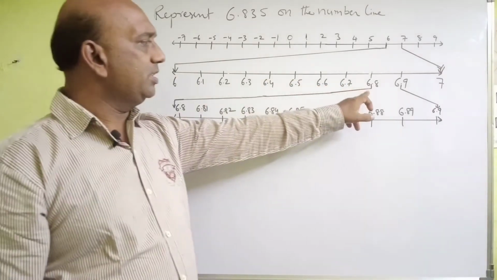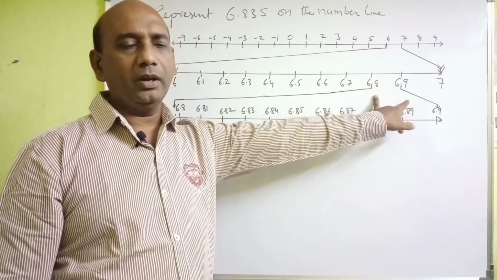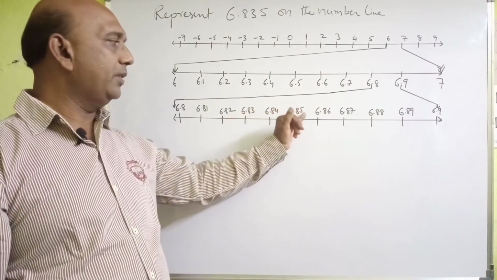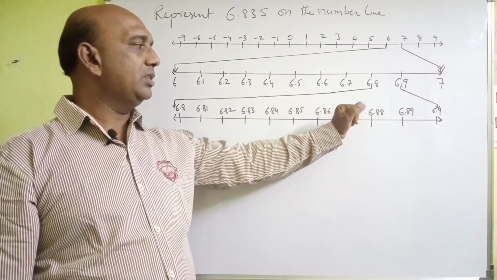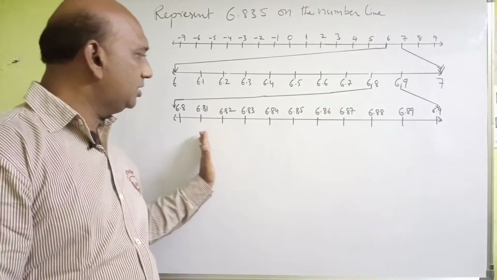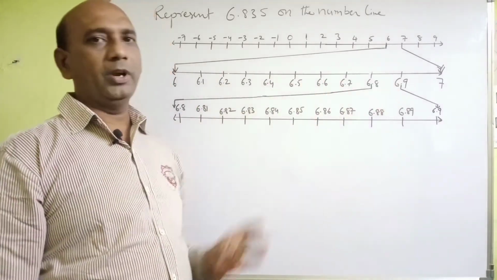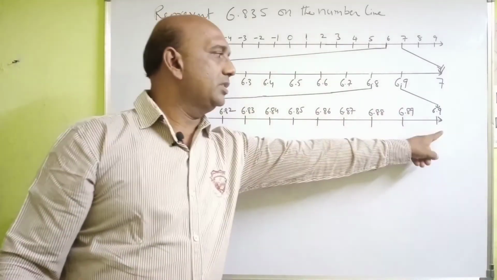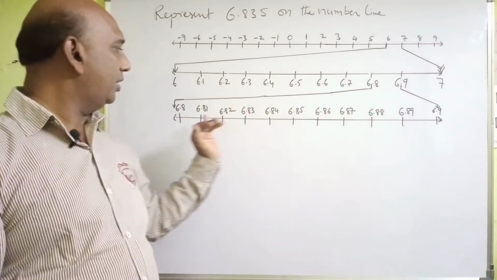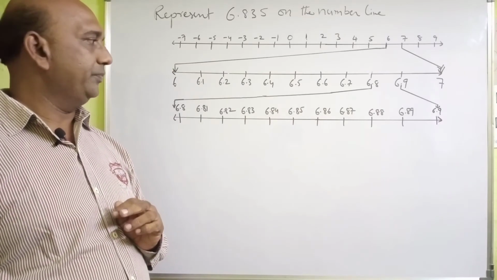The rational numbers between 6.8 and 6.9 are 6.81, 6.82, 6.83, 6.84, 6.85, 6.86, 6.87, 6.88, 6.89, and the last one is 6.9. So this is the number line with the rational numbers between 6.8 and 6.9. This is 6.8 and this is 6.9, and all the middle terms are 6.81, 82, 83, 84 and so on up to 89.